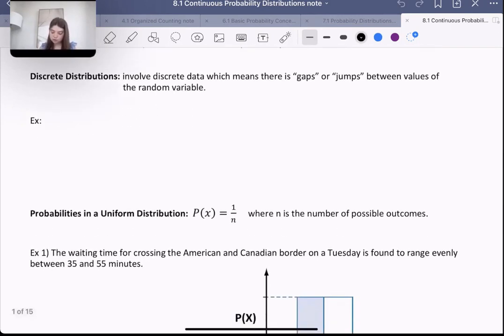involve gaps or jumps between the values, right? So, for example, if we're counting the number of people in a country, right? We can't have 5.5 people in a country. It doesn't work like that. Not just because that's a small number of people, but because we can't have half a person, or we can't have a million point 3, 4, 5, 6, 7 one people in a country, right?